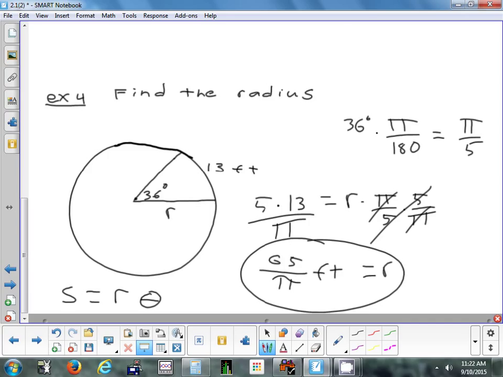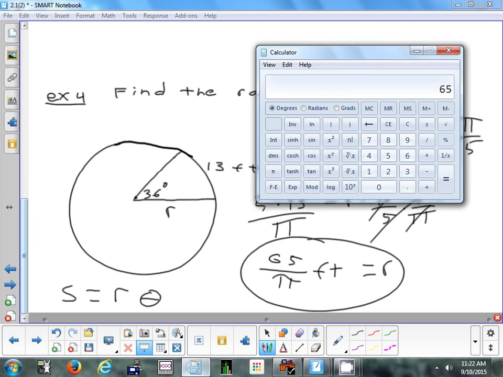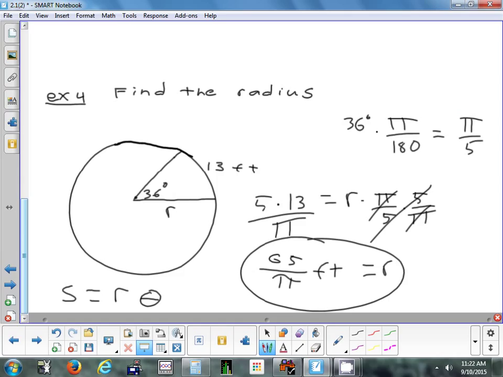Okay, so any questions on using that formula? S equals r theta. 65 over pi. If on the test they ask for the decimal, just type it in. It's about 20.69 feet. All right, so any questions on that formula? All right, make sure you have that one for the test tomorrow.